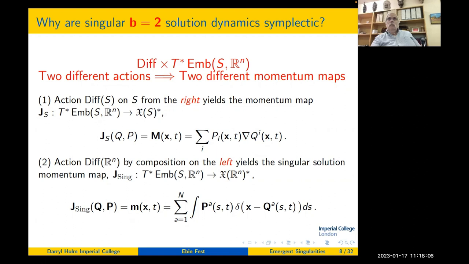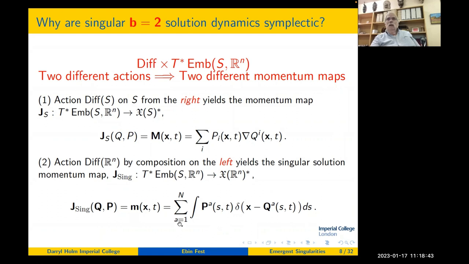But if it acts by composition on the left, then it's acting on the entire domain, and the motion of the points in the domain is carrying the embeddings around. And this is what that momentum map is doing. Okay, so this will drop down now into Lagrangian equations for the vectors P and Q for any number that you choose of singularities.